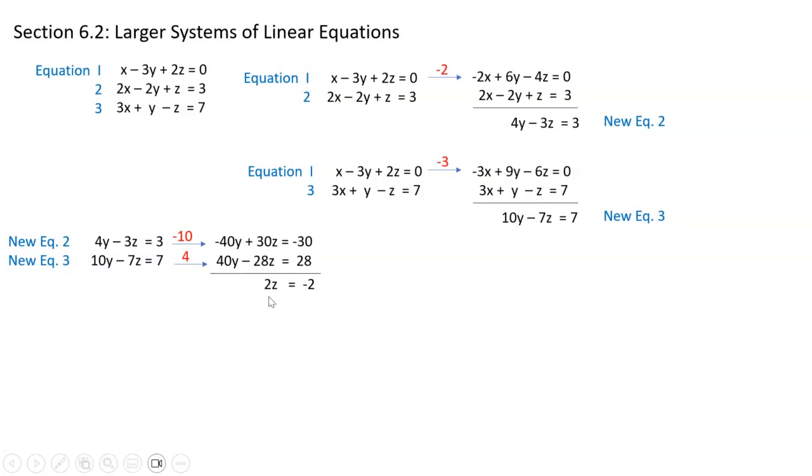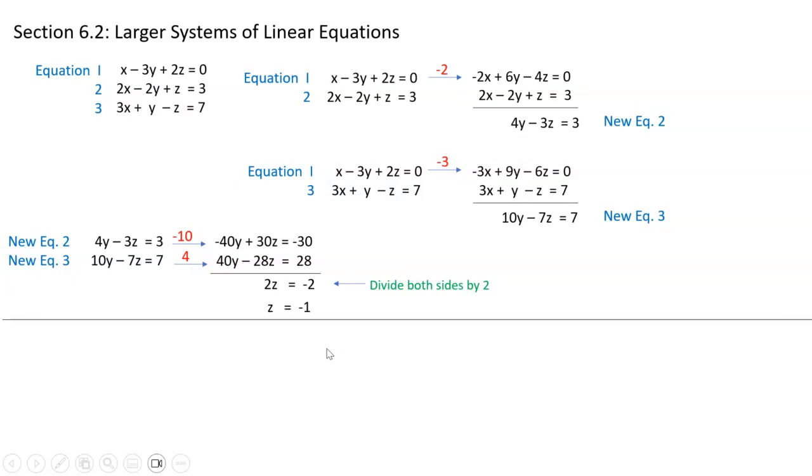So here, guys, I get to simplify. Here, I'm going to divide both sides by 2. So z equals negative 1. You see, I found the value for z now. But I still need to find the value for y and the value for x. So here we're going to be using back substitution.